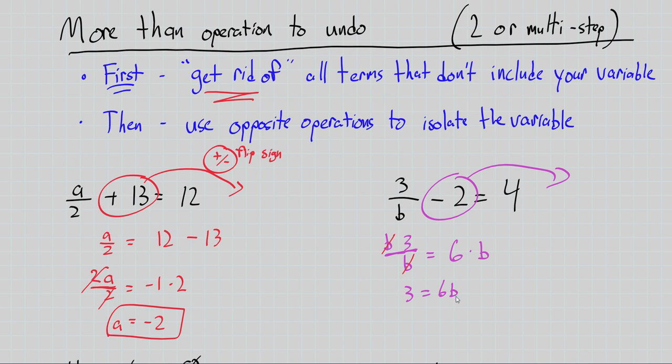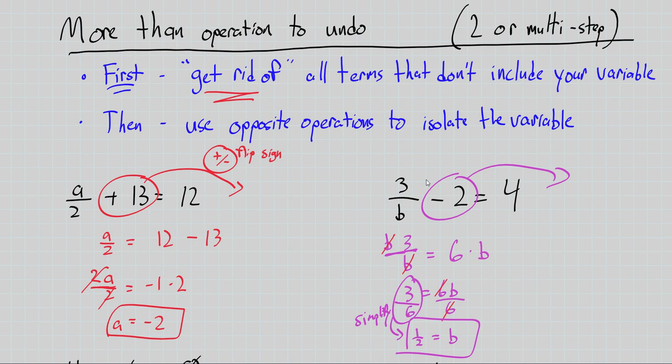Now I look at my variable. Is it alone? No. What's happening? Multiplied by 6. How do I get rid of it? Divide by 6. So those 6's cancel out, and 3 over 6 is a half is equal to b. 3 over 6 just simplifies to a half.